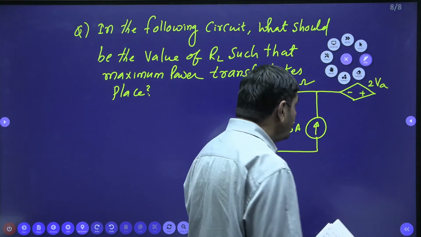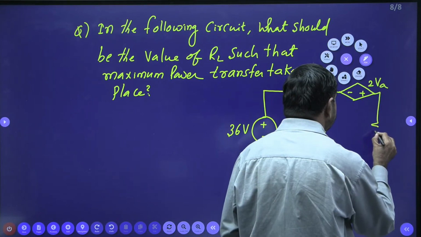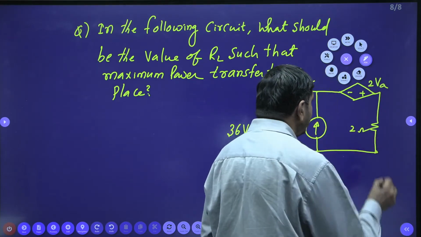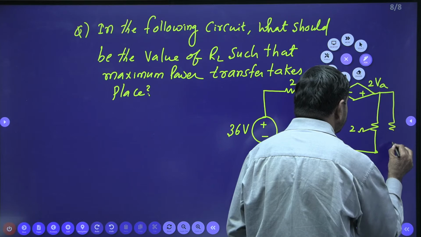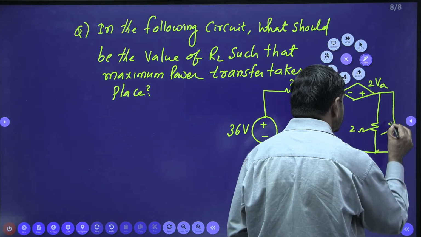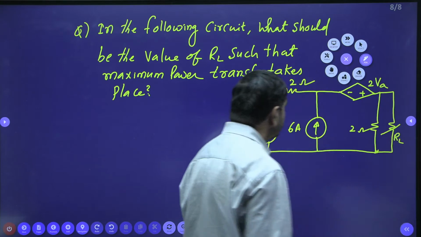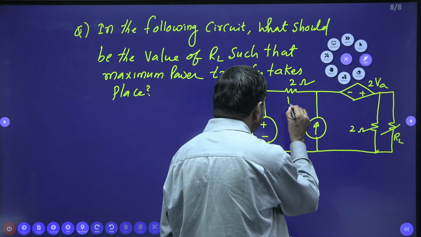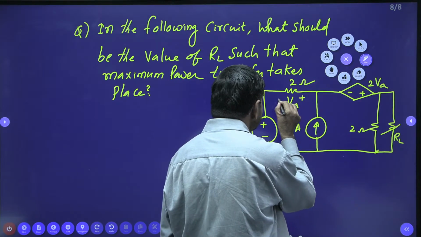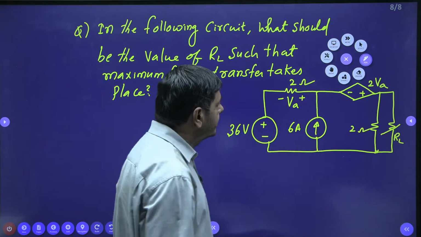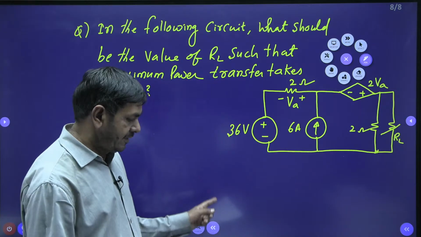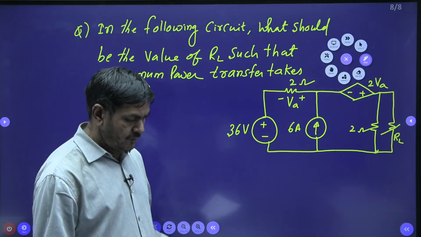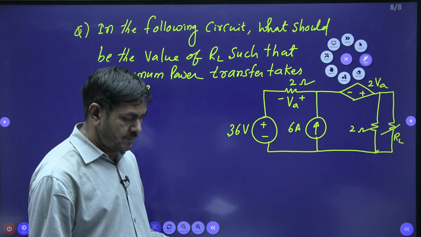And one 2 ohm resistor is connected this side. This is a 2 ohm resistor. The load is connected here. This is RL. The voltage across this 2 ohm is given V suffix A, with polarities plus and minus. This is the given problem. I'll check the values once again. 36, 2 ohms, minus and plus VA, 6 amperes, 2 VA minus and plus, 2 ohms and RL.